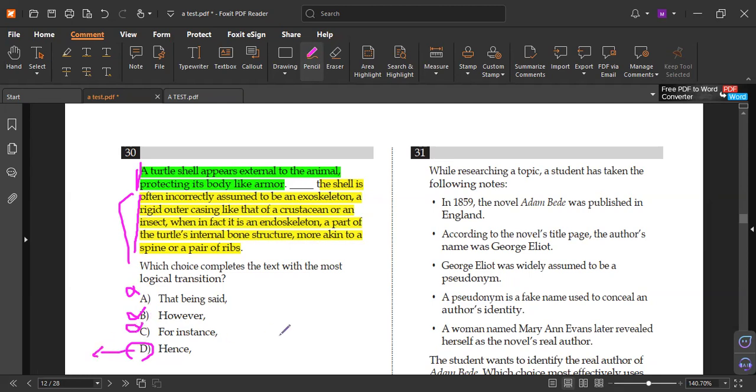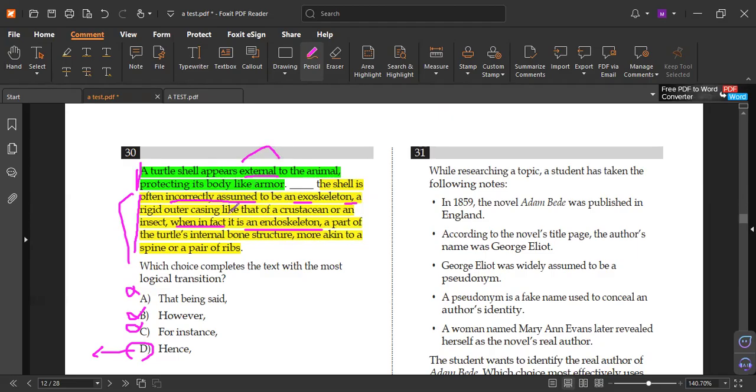If I don't know, it means hence. That's all. See that? Let's see the details. A turtle shell appears external to the animal, and it is protecting its body like armor. All right. The shell is often incorrectly assumed, so people assume it is an exoskeleton. What is an exoskeleton? A rigid outer case and so on. When in fact it is an endoskeleton. So we explain the point mentioned here.